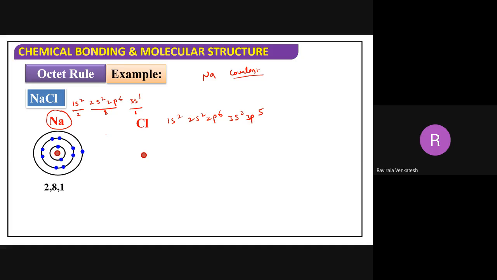Why? Because sodium does not share any electron. Because if it shares, what happened? It does not get the octet configuration. Sodium will get octet configuration only by what? Transfer of electron, loss of electron. That is the reason chlorine now will get the electron from here. The 3s1 electron will be gained by whom actually?